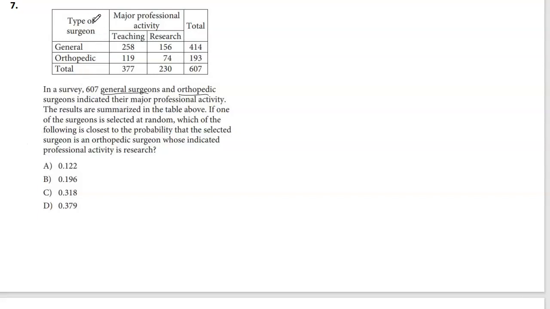Okay, so we're looking for a selected surgeon, right? So the selected surgeon will come from this total, right? This is the total number of outcomes. And it says this surgeon is an orthopedic surgeon. So we are here.